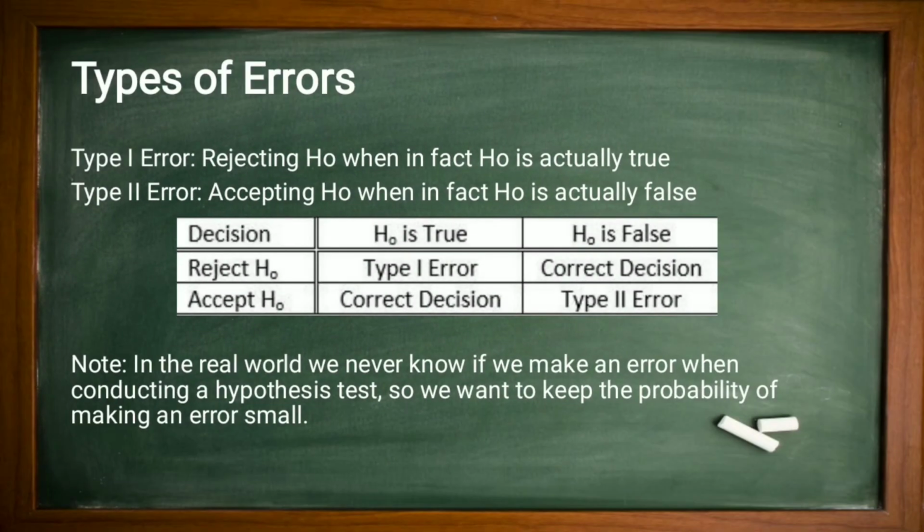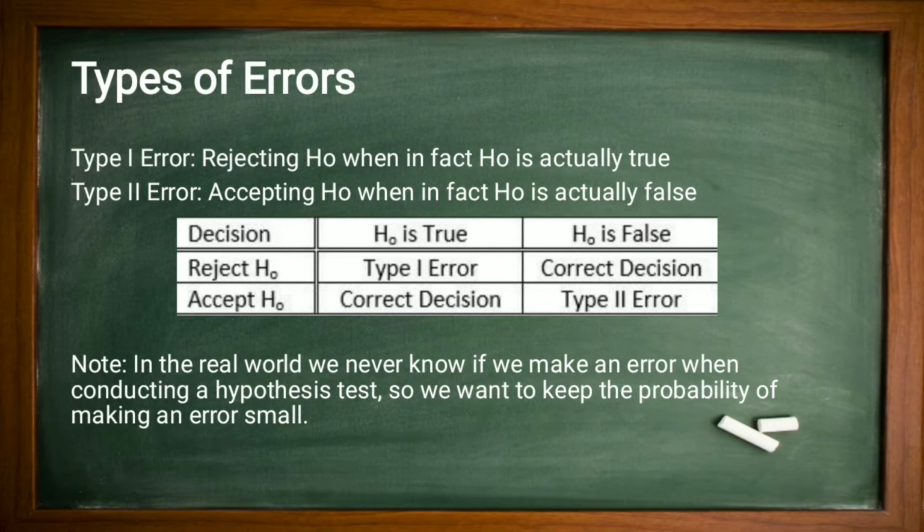Okay, next we have types of errors. Number 1, type 1 error, meaning rejecting the null hypothesis when in fact the null hypothesis is actually true. Then next, type 2 error, accepting the null hypothesis when in fact the null hypothesis is actually false. Here we have an illustration.